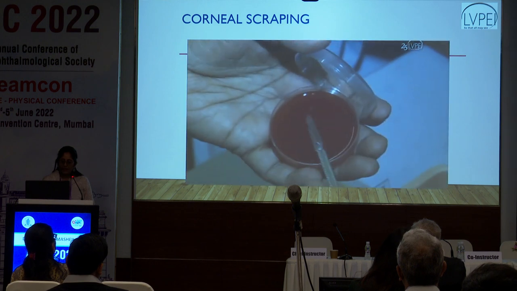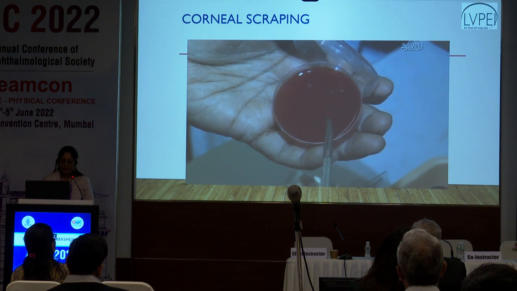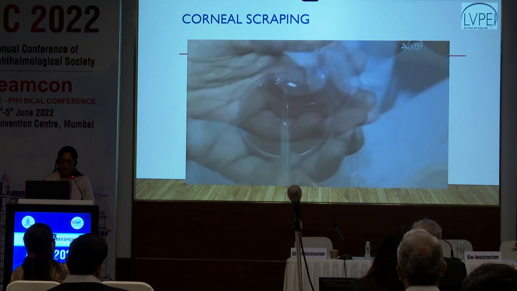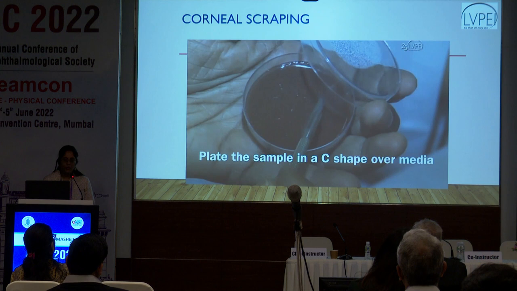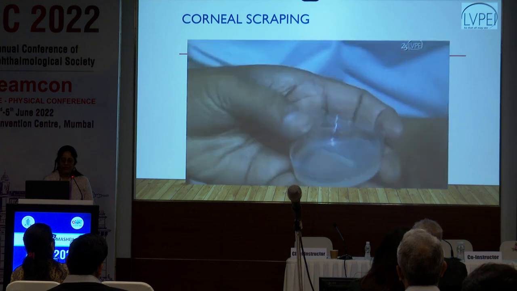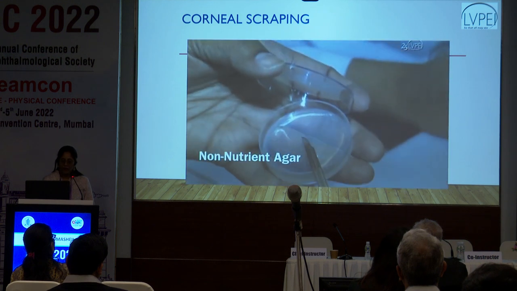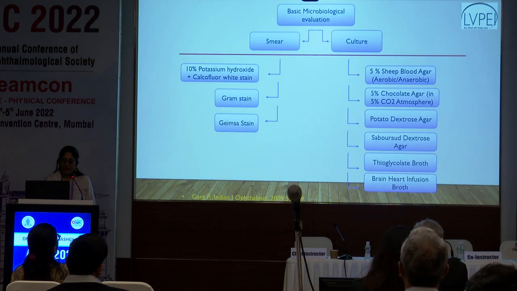And of the various media, the first ones to inoculate are the blood agar and chocolate agar. Chocolate agar is most important because literally everything that can grow will grow in it. And we also take a non-nutrient agar, to rule out Acanthamoeba. Although it's very rare, if we don't sample it on non-nutrient agar, we might miss it. So we've learned it the hard way. This is a basic module for microbiological evaluation.